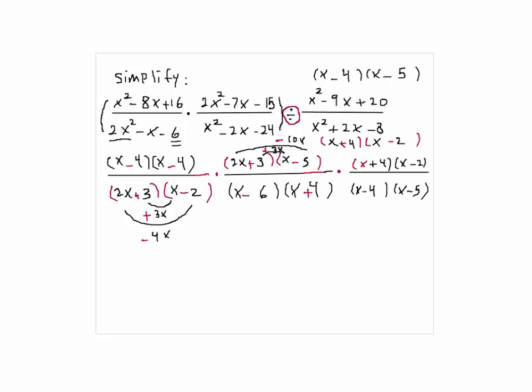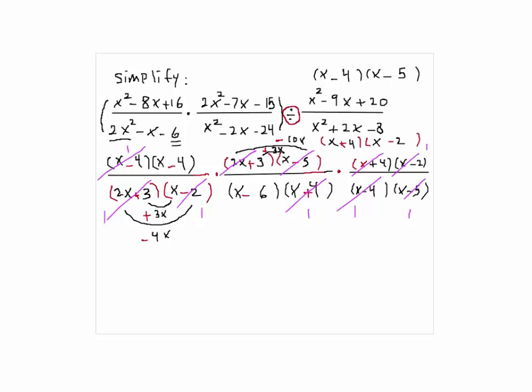Okay, so let's see what reduces here. Here I have x minus 4 here. x minus 4 over x minus 4 reduces to 1. x minus 5 over x minus 5 reduces to 1. x plus 4 over x plus 4 reduces to 1. 2x plus 3 over 2x plus 3 reduces to 1. x minus 1 over x minus 1 reduces to 1.